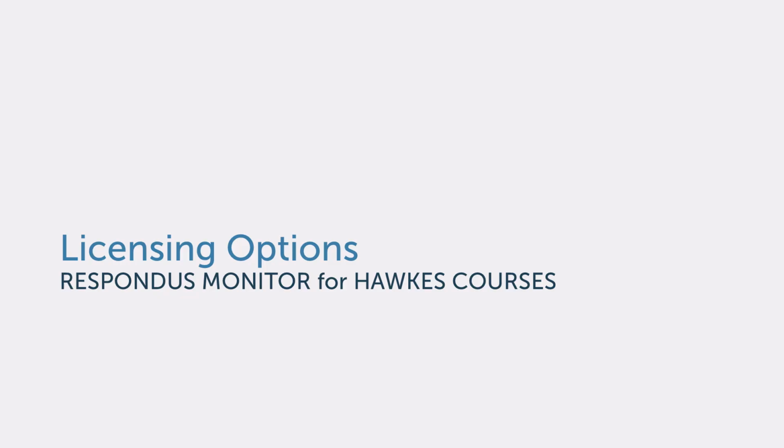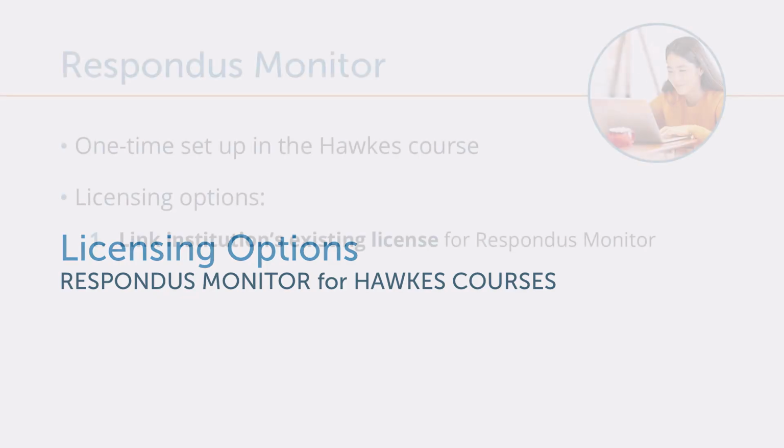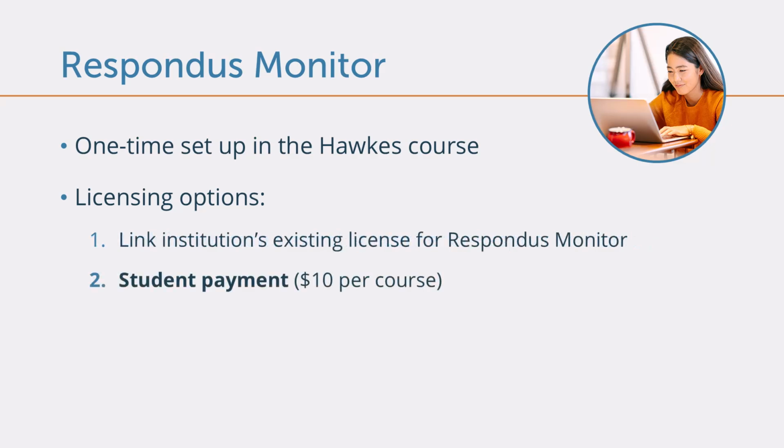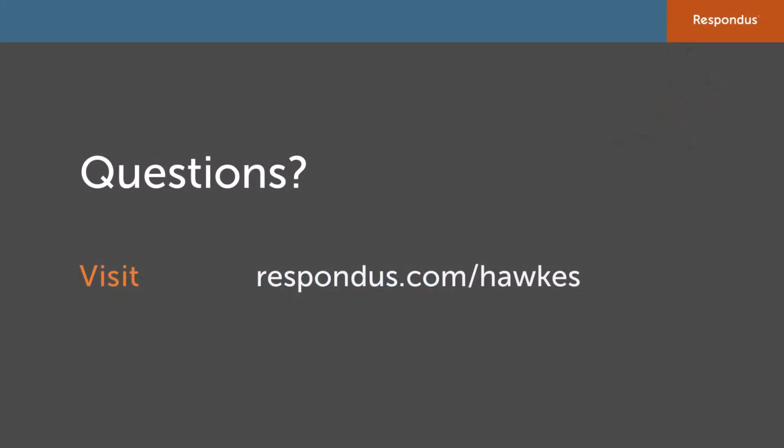Lastly, Respondus offers flexible licensing options for instructors and institutions who want to use Respondus Monitor with Hawks. There's a one-time setup done by the Hawks administrator at the institution. Institutions can link to their existing Respondus Monitor license or pass the cost to students in the form of a flat $10 fee per course with an unlimited number of exams. Contact your Hawks rep for other licensing options.